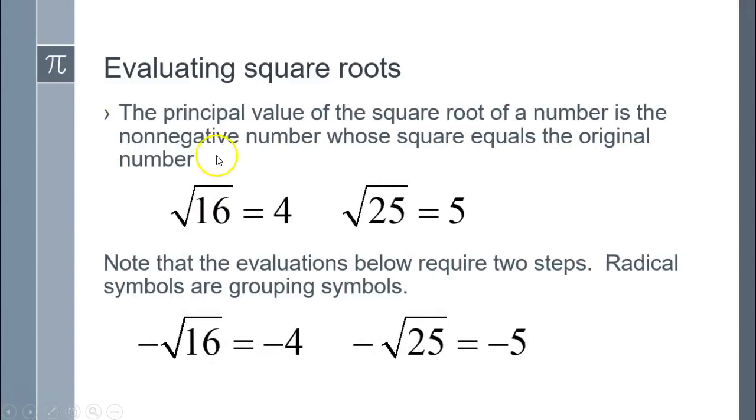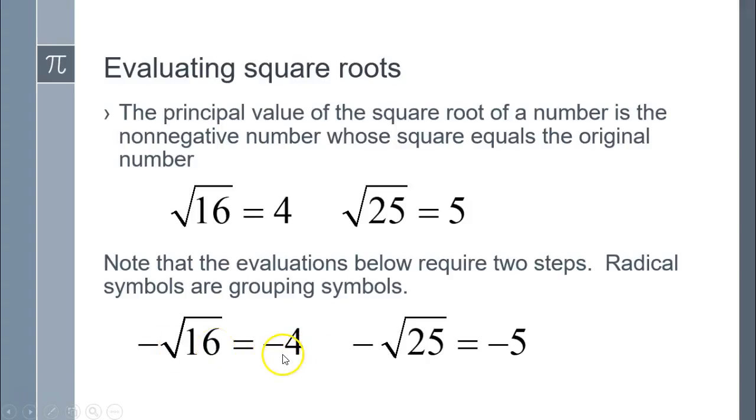So we go back to this idea of the principal value. The square root of 16 is an arithmetic problem, so the principal value is always used. It is 4. The square root of 25 has a principal value of 5. Now, if I put a negative sign in front of the square root, this really becomes a multiple step evaluation. Radical symbols act like parentheses. They are grouping symbols. We kind of overlook that. So you do what's inside there first. The square root of 16 is 4. Then you put the negative on it.